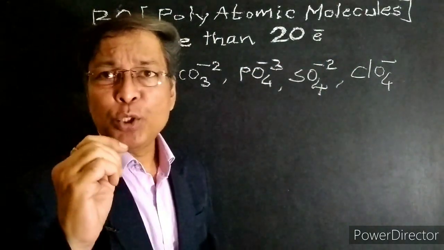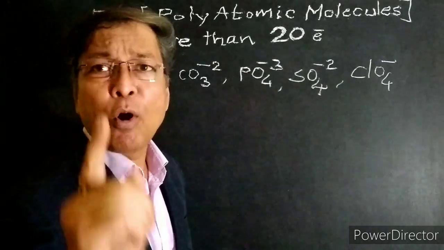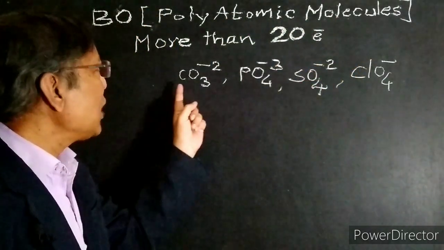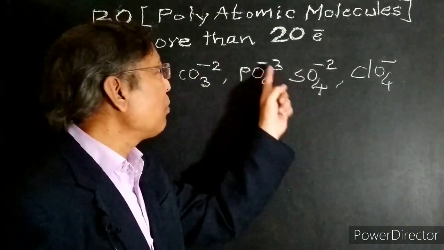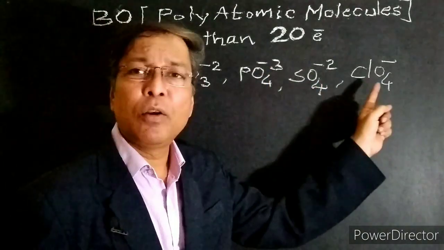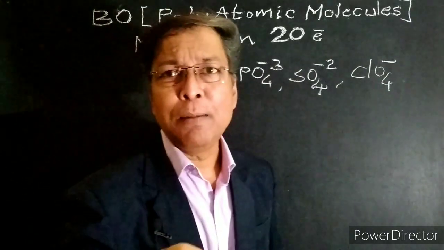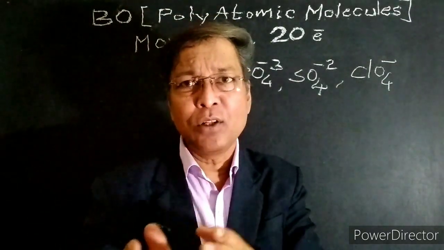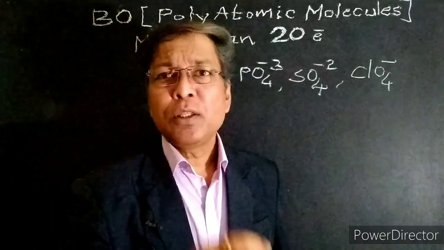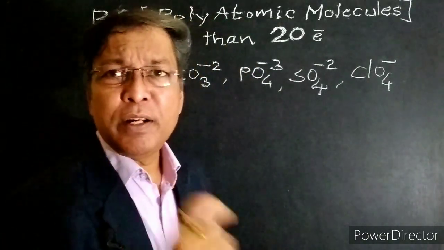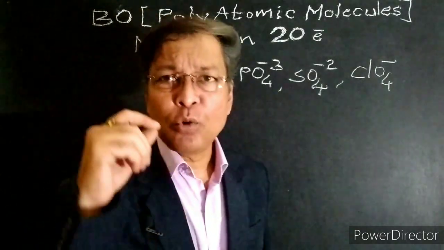That is, we are going to learn how to calculate the bond order in polyatomic molecules such as CO3-2, PO4-3, SO4-2, ClO4-, etc. And this video is specially made for JEE and NEET students. To calculate the bond order in a polyatomic molecule is a very difficult task. Why is it so difficult?